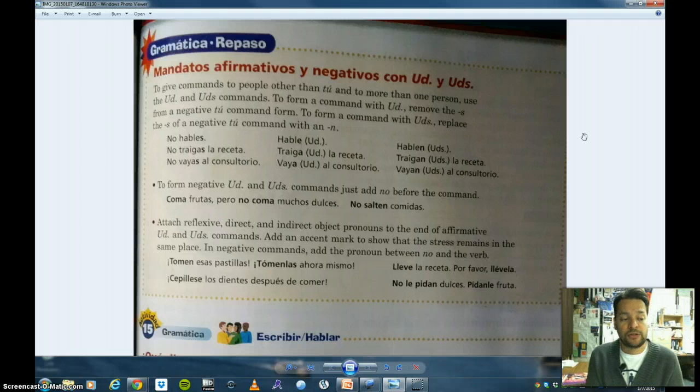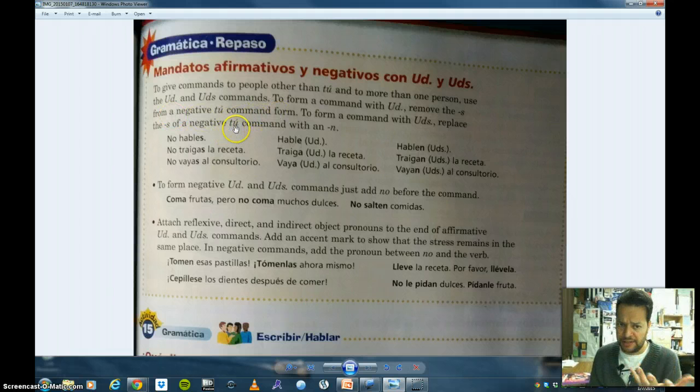To give commands to people other than tú and to more than one person, use the usted and ustedes commands. To form a command with usted, you remove the S from a negative tú command form. All right, let's pause right there and let's analyze that first bit. To form a command with usted, remove the S from a negative tú command form.